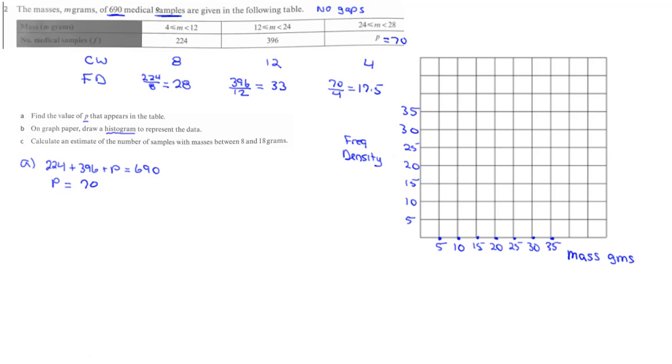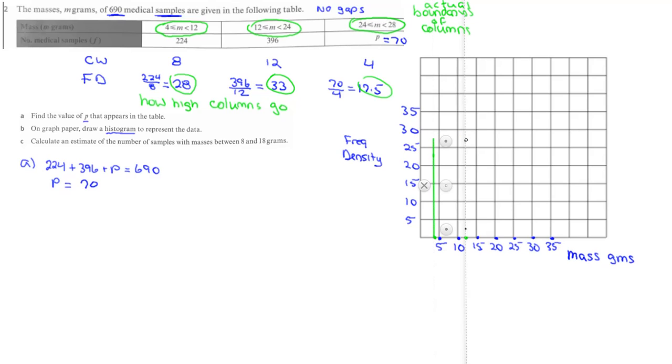And now I'm going to plot the columns. The boundaries are going to be the width of the columns, and the frequency densities are how high each column is going to go. So we start off with the first column: it goes from 4 to 12, and we're just estimating here, then up to 28 and make a column. It's a great idea if you use some kind of straight edge so it doesn't look sloppy.